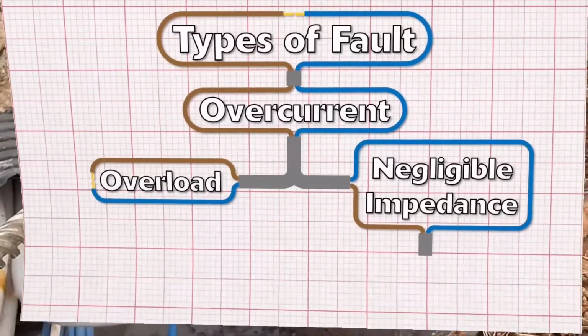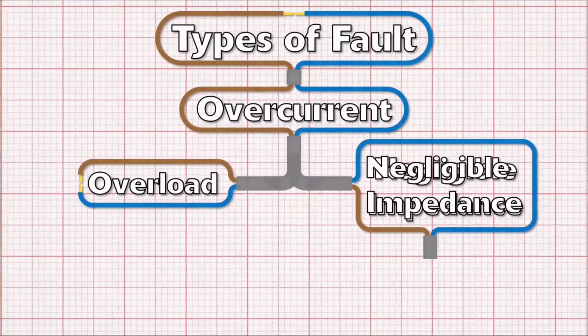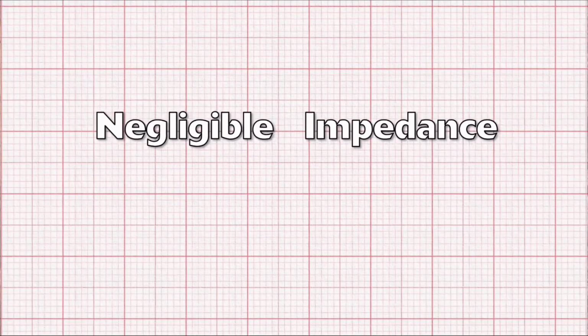So that's one kind of overcurrent. What about the other kind, the fault of negligible impedance? This sounds complicated, but we can break that expression down really easily.